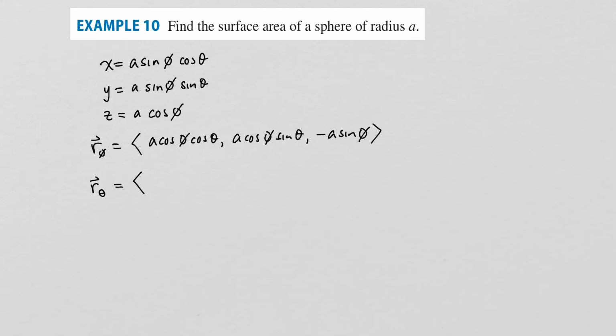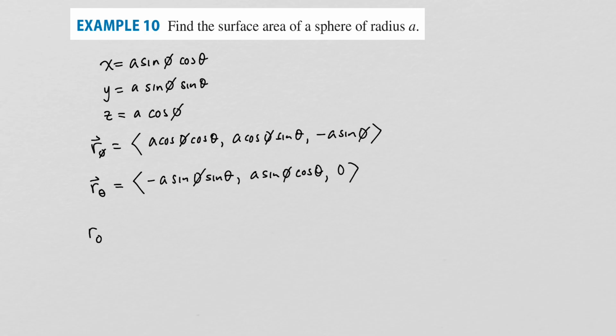Next, we take the partial derivative of x with respect to theta. That's going to be negative sine of theta times this. So that will be negative a sine phi sine theta. The partial derivative here with respect to theta will be a sine phi cosine theta. And finally, the derivative with respect to theta here is going to be 0.